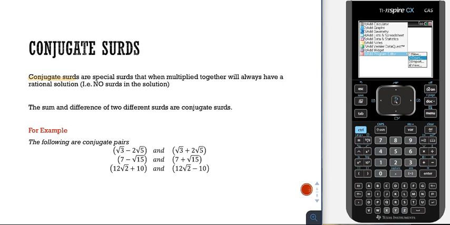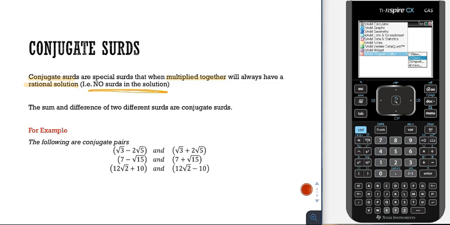Okay, conjugate surds. Conjugate surds are special surds because when you multiply them together, they always have a rational solution, so there's no surds in the solution. This is really powerful, especially for next lesson when we're trying to get this result of no surds in the solution. So conjugate surds, you can calculate them.